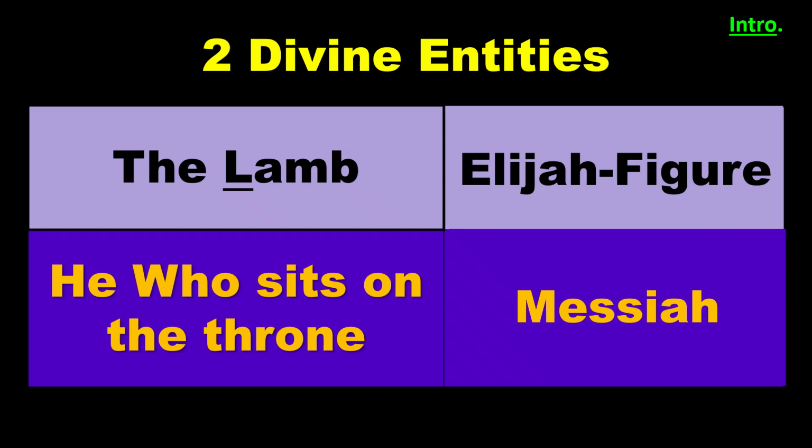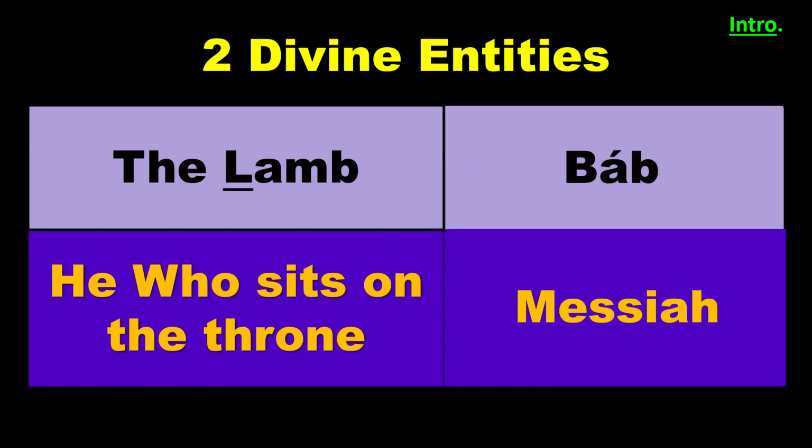Now, I will tell you that we adherents to the Bahá'í faith believe that these two divine figures have already appeared in the world back in the 1800s. The Elijah figure is a person called the Bab, which means the door or gate in English. The Messiah is a man called Baha'u'llah, which means the glory of God.